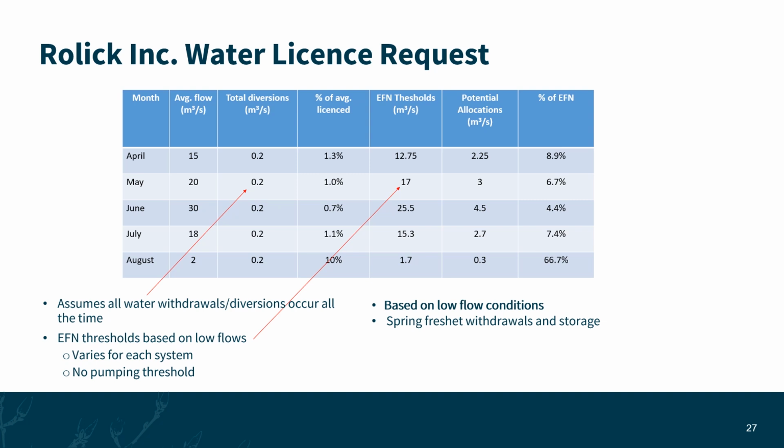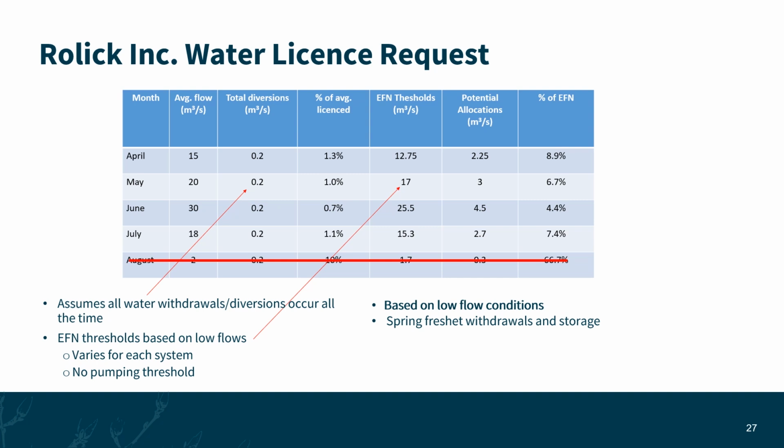And those EFN thresholds are based on those low flows. So below this threshold, no pumping is able to withdraw on this. So as you can see, August was 66.7% of the EFN. So that is something that I would probably not look forward to authorizing withdrawals during that month. And we may push back and say, you can have this license, but you can only withdraw during the months of April, May, June, and July in this case.